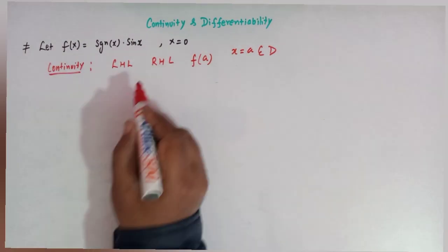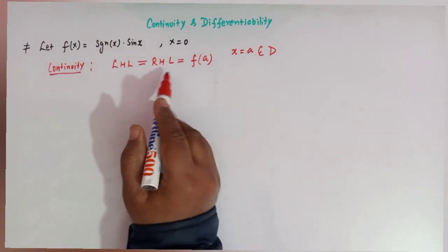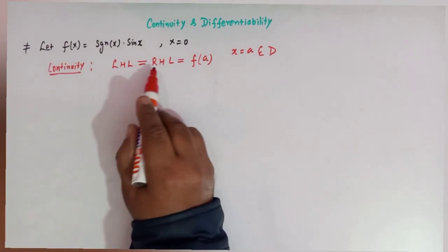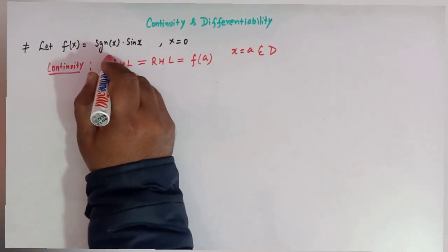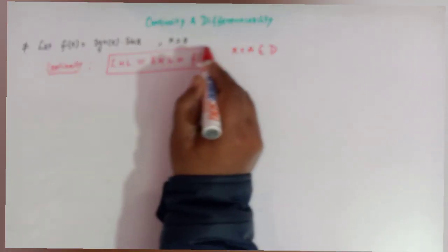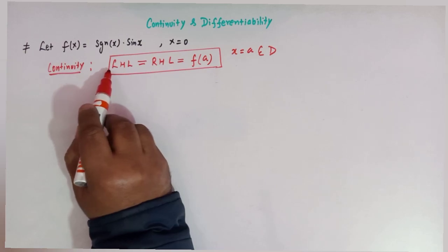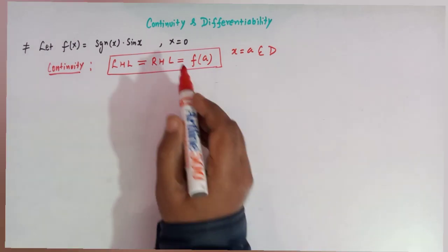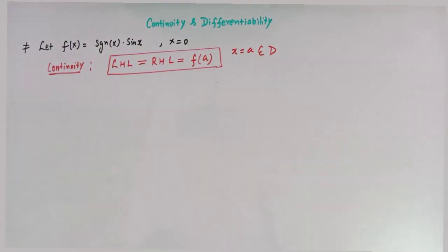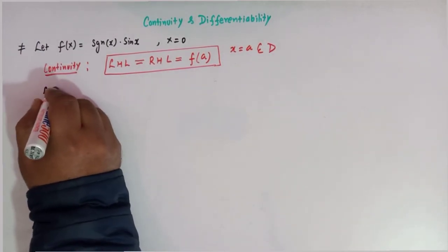And if we arrive at this result, that is the left hand limit is equal to right hand limit, and both these limits are equal to the value of the function at the given point, then we can safely claim that the function is continuous at that point. So here, one by one, we'll take the left hand limit, then we'll take the right hand limit, and then we'll find the value of the function at this point x is equal to 0. Now let us first take the left hand limit.